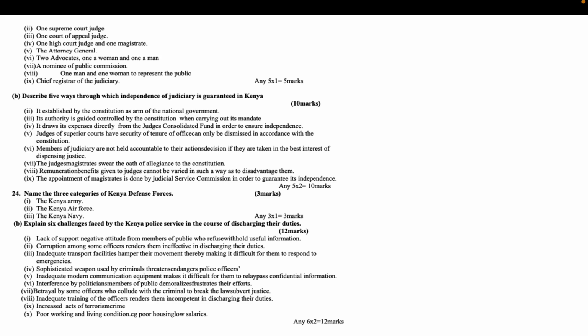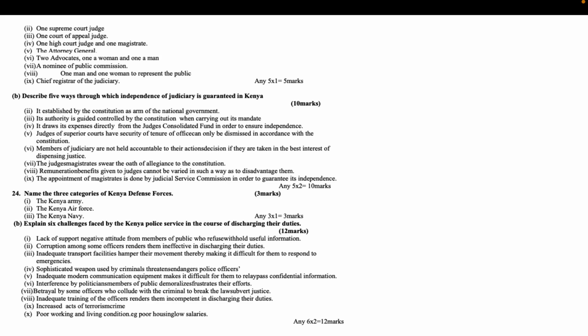B. Describe 5 ways through which independence of the judiciary is guaranteed in Kenya. 10 marks. It is established by the Constitution as an arm of the national government. Its authority is guided and controlled by the Constitution when carrying out its mandate. It draws its expenses directly from the consolidated fund in order to ensure independence. Judges of superior courts have security of tenure of office and can only be dismissed in accordance with the Constitution.